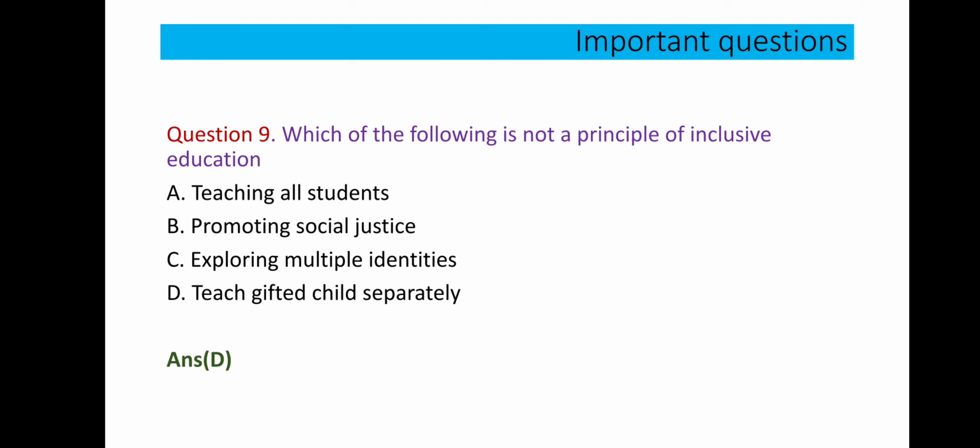Question number 9. Which of the following is not a principle of inclusive education? So we already know that there are 7 principles of inclusive education. So first option is teaching to all students. This is one of the principles. Promoting social justice. This is also a principle of inclusive education. Exploring multiple identities. This is also one of the principles of inclusive education. Last one is teach gifted kids separately. So option D is correct. So this is not a principle of inclusive education, because inclusive education is that in which all the disabled children or brilliant children, they all teach together, they all learn together. So option D is correct.